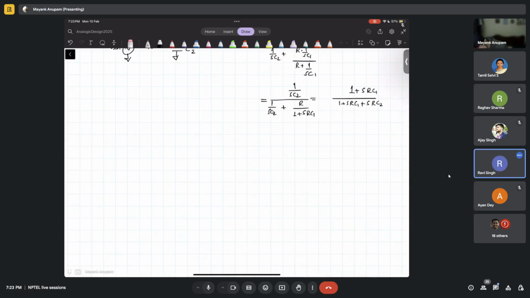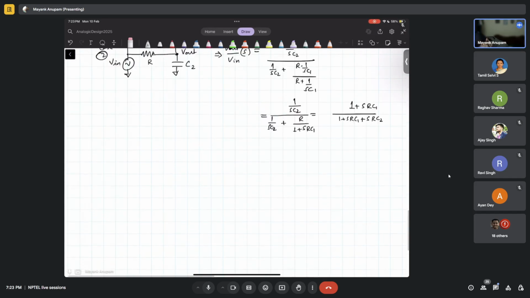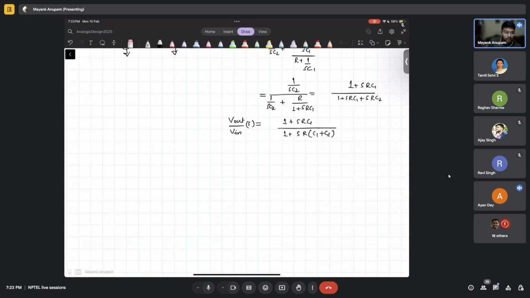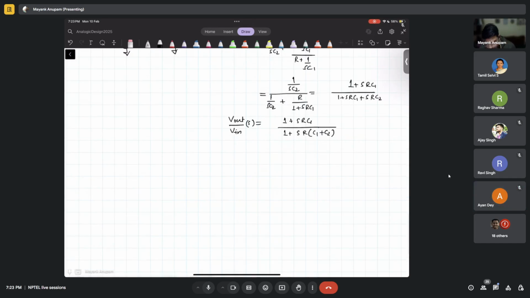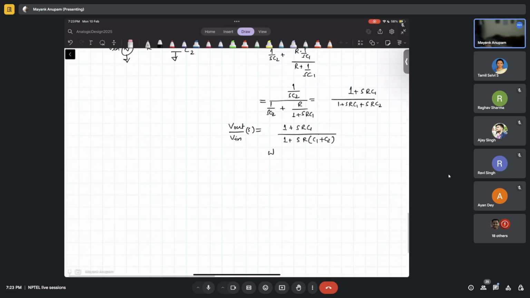Yeah. So let me just write it here. So V out upon V in of S is actually equal to 1 plus SRC1 divided by 1 plus S into R times C1 plus C2, right? Yes, sir. So tell me something. What do you observe here? So what is the zero location now? Omega Z?